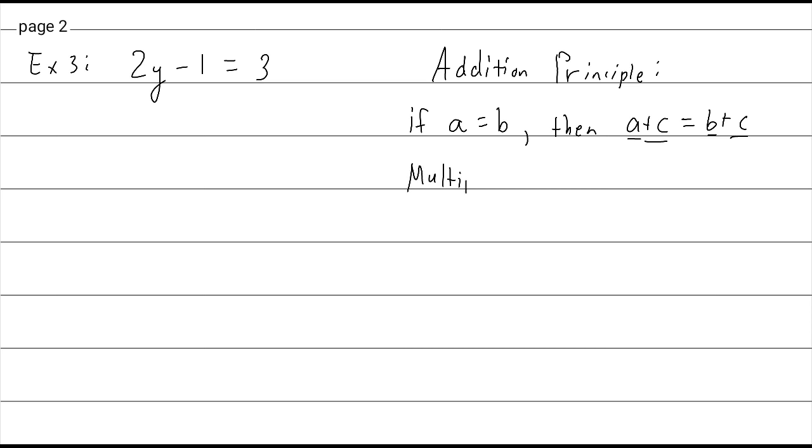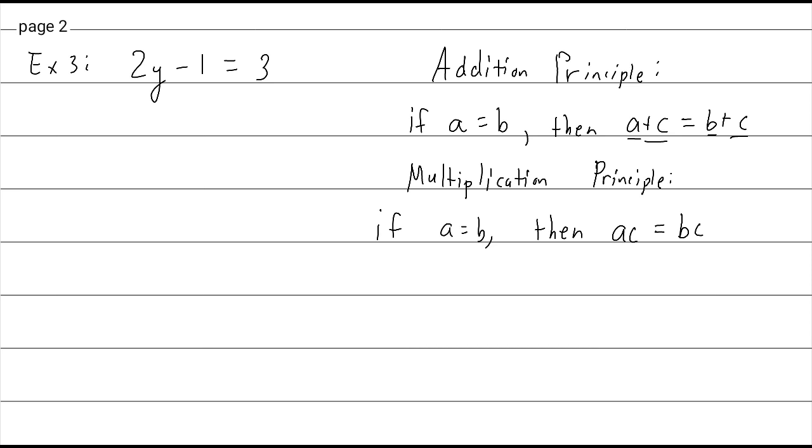There's the multiplication principle of equality. That one says if A equals B, then I'm sure you could guess, if you multiply both sides by the same number, you still have an equality. So if A equals B is true, then AC equals BC is also true. Those are some principles that we take for granted, but we know are actually true. So let's put that into practice.